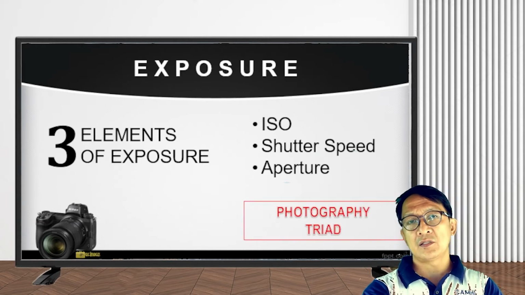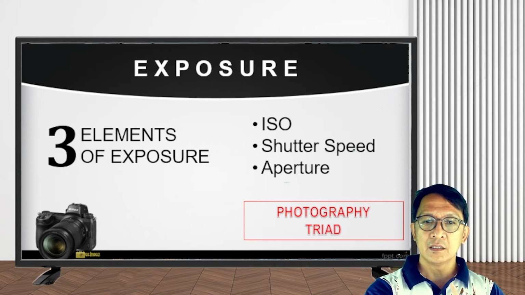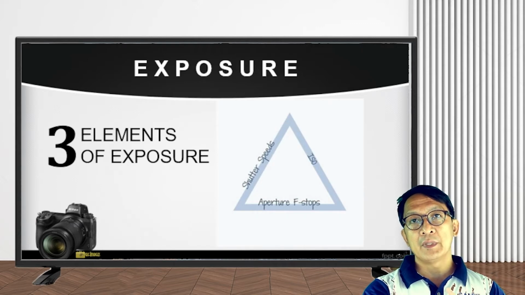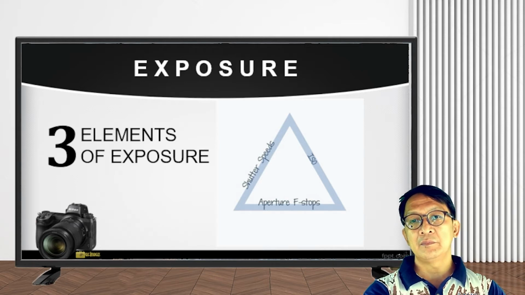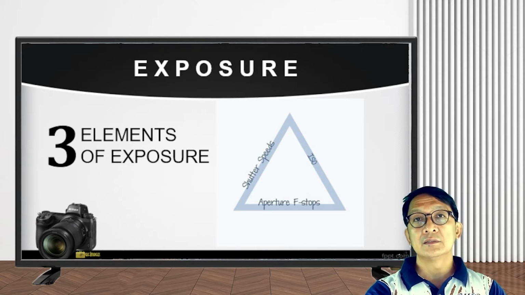So, it's represented as a triangle because if you change one setting, the others will need to be compensated. No? Pag nag-adjust kayo ng ISO, mag-compensate lahat. Shutter speed and the aperture. Ayan. Number 1 is ISO.